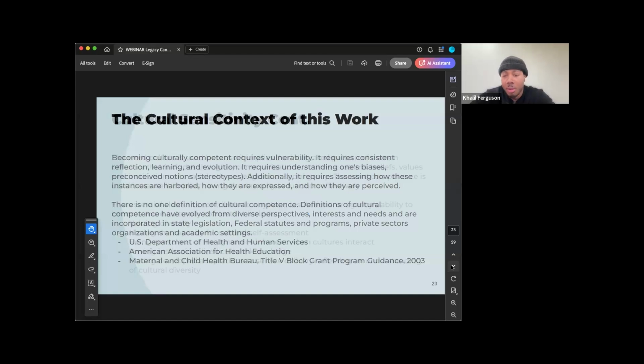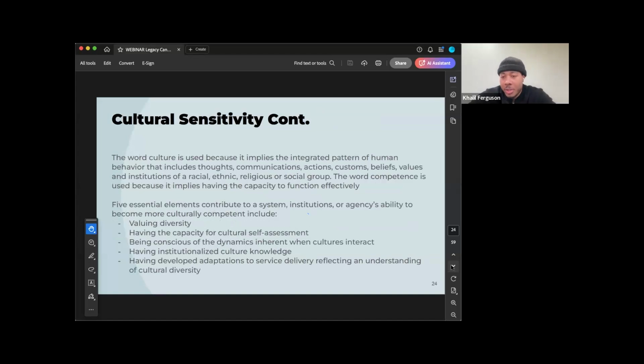Next slide, please. There truly are five essential elements that contribute to a system's or institution's or agency's ability to become more culturally competent. They're listed there. The first one is valuing diversity, having the capacity for cultural self-assessment, which is constantly reflecting, as I mentioned earlier, being conscious of the dynamics inherent when cultures interact, having institutionalized cultural knowledge, and having developed adaptations to service delivery, reflecting an understanding of cultural diversity.